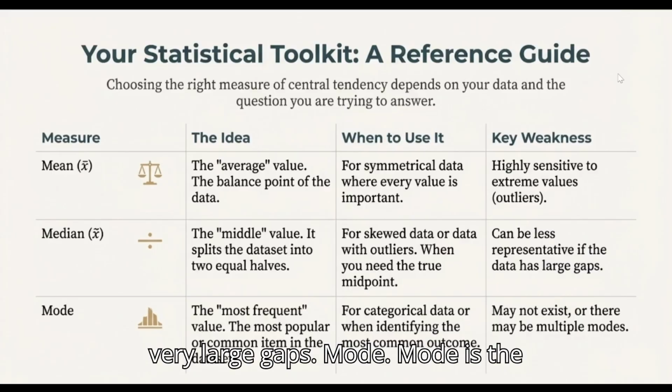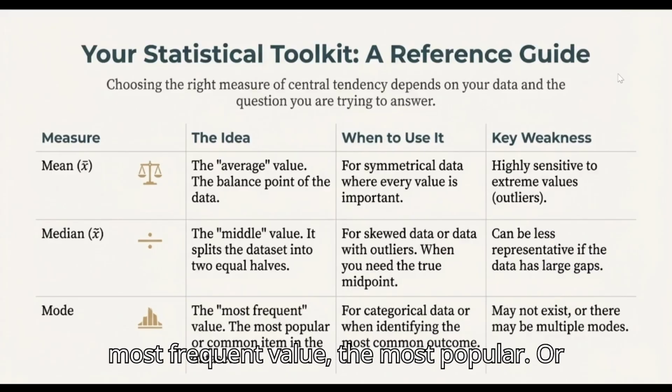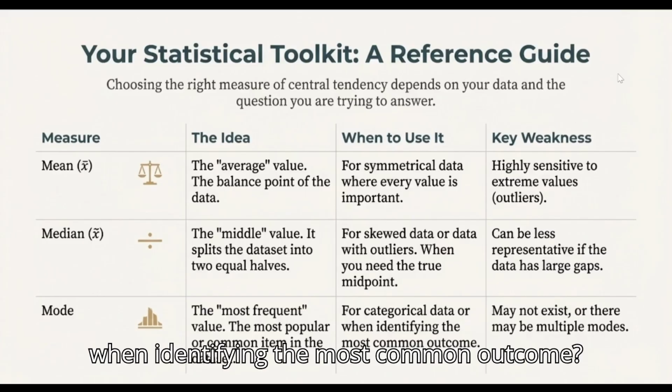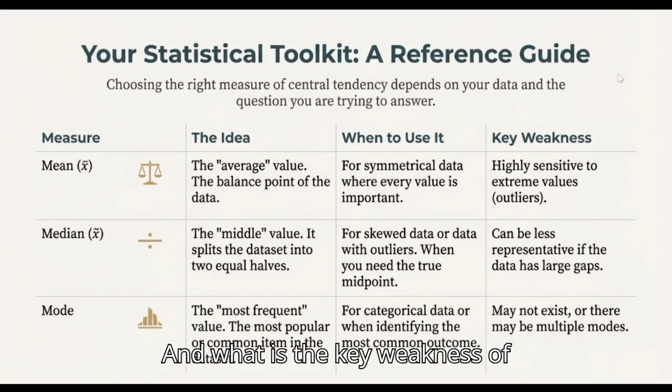Mode. Mode is the most frequent value, the most popular or common item in our dataset. When to use mode? For categorical data or when identifying the most common outcome. And what is the key weakness of mode? It may not exist, or there may be multiple modes.